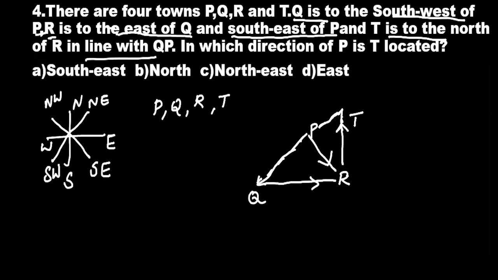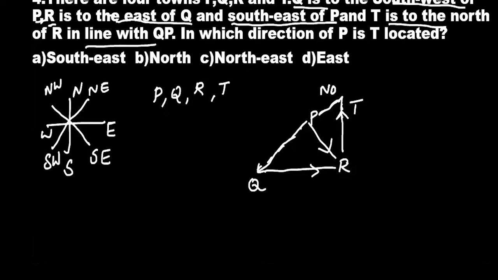In which direction of P is T located? T lies to the northeast of P. So the answer C is right, northeast of P. Fifth question.